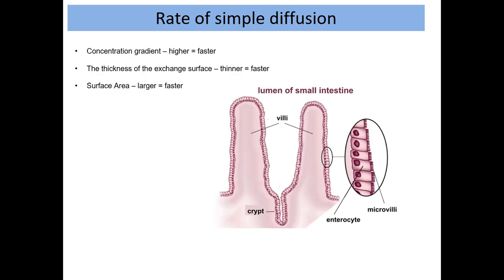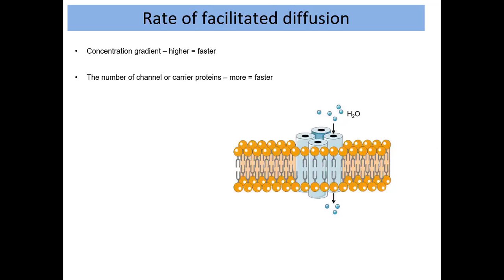The factors that affect the rate of diffusion for facilitated diffusion are actually slightly different, so we're just going to look at them now. First one's concentration gradient, which stays the same. So the higher the concentration gradient, exactly the same as before, the faster the rate of facilitated diffusion, up to a point. And I'll explain that 'up to a point' again. As equilibrium is reached, the rate of facilitated diffusion will level off. So very, very similar to simple diffusion.